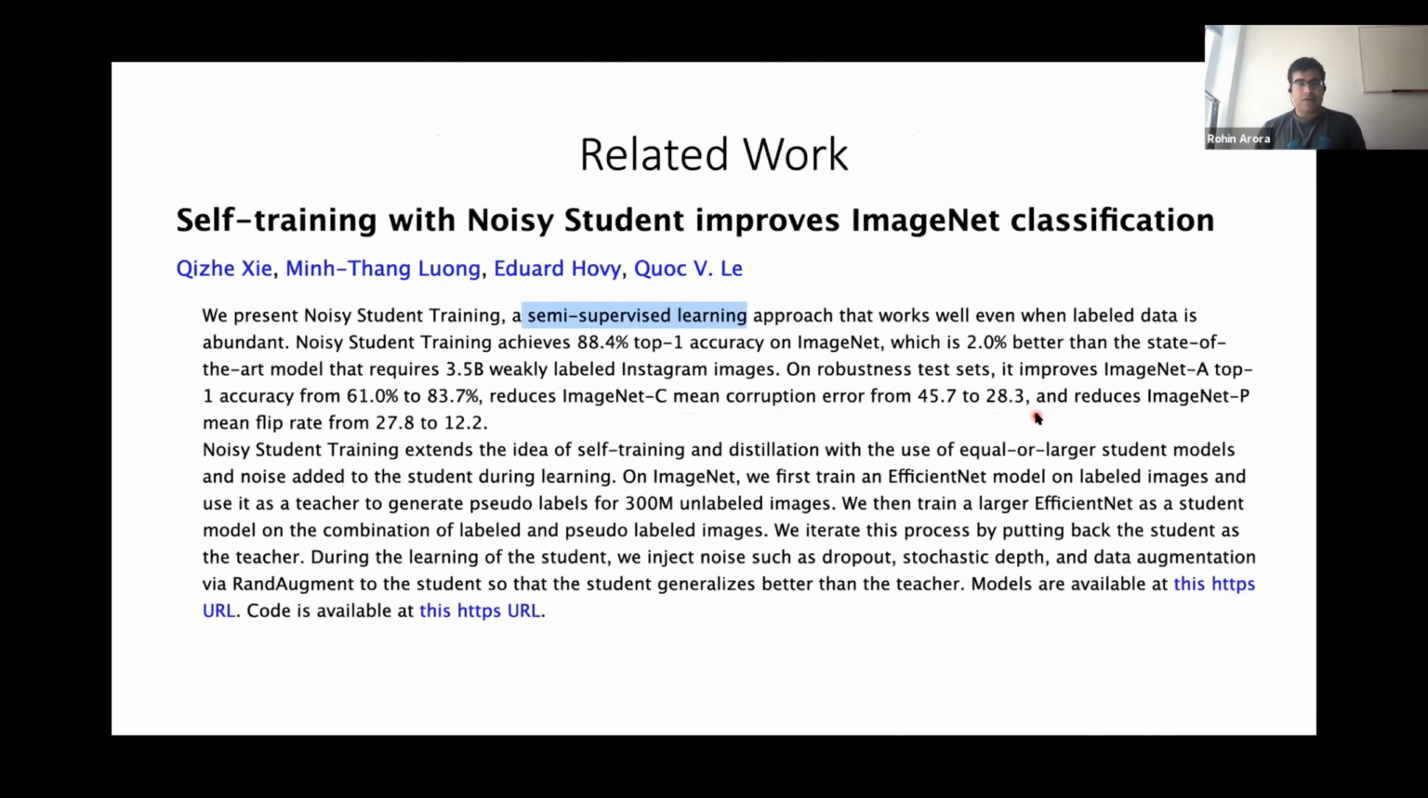Another related work which I did not explore was self-training with noisy student. It is again by Google Research, and it's on similar themes that you bring in self-supervised learning to your supervised learning pipeline, and you can really push state-of-the-art results.